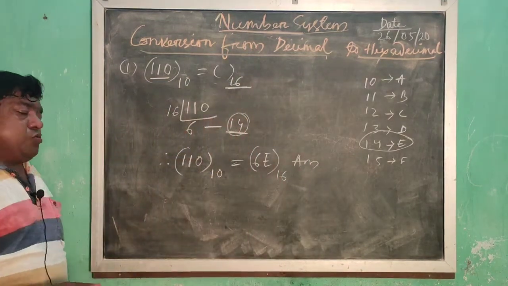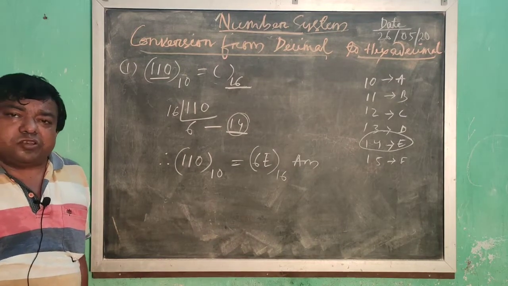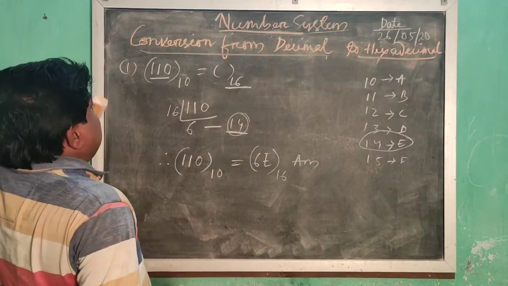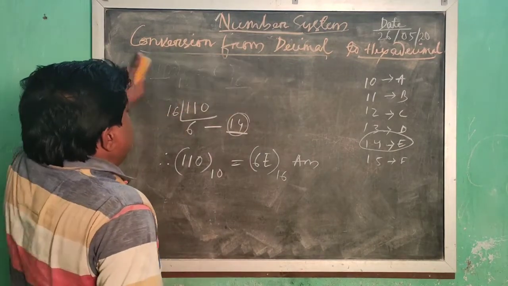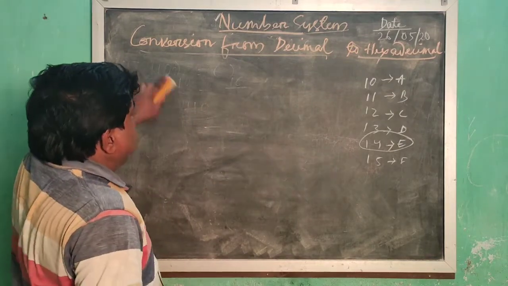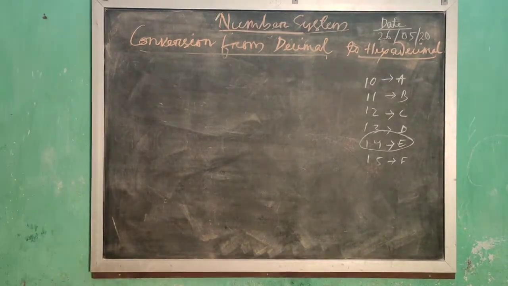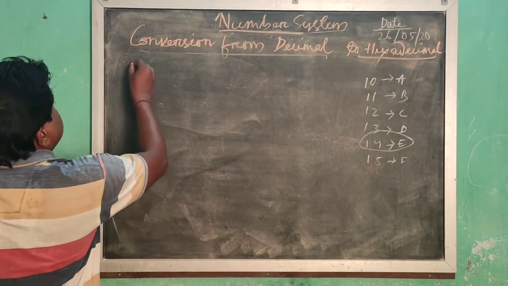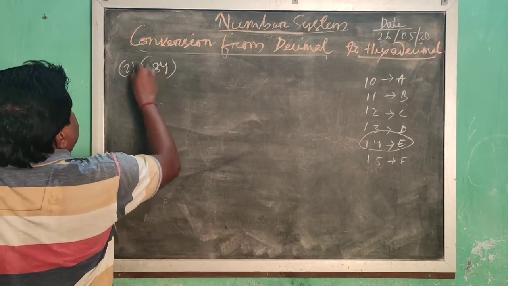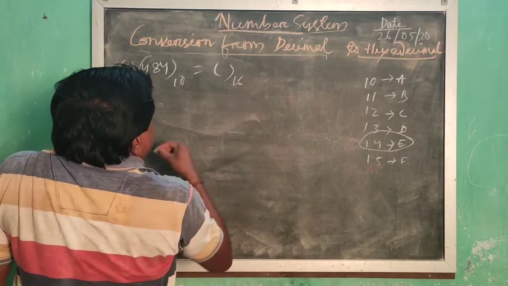Hope all are able to understand. If you have any doubt, clearly mention it in the comment section. Okay, next another number we will solve here, that is 484, base 10. We need to convert it into hexadecimal.